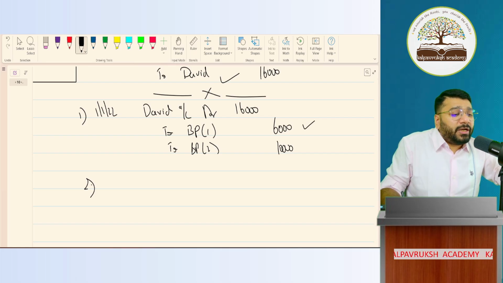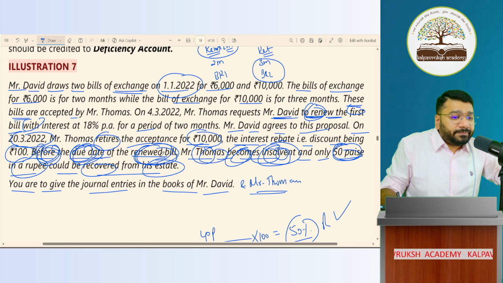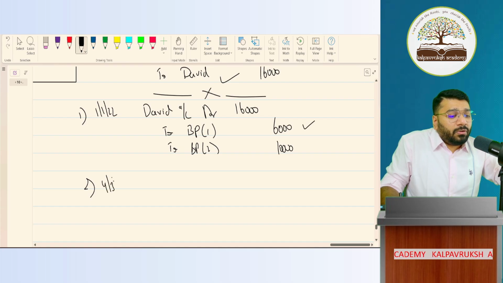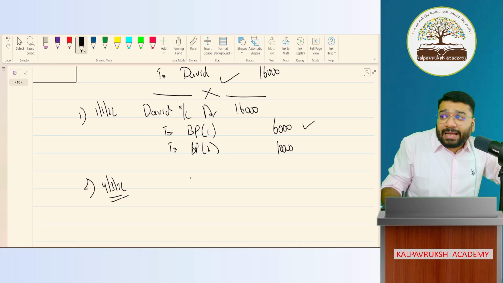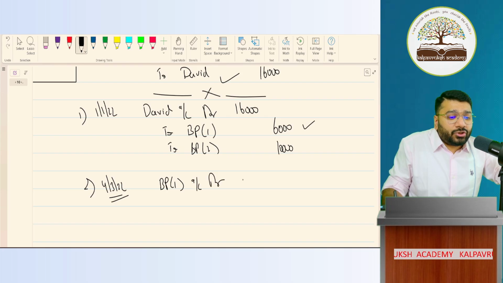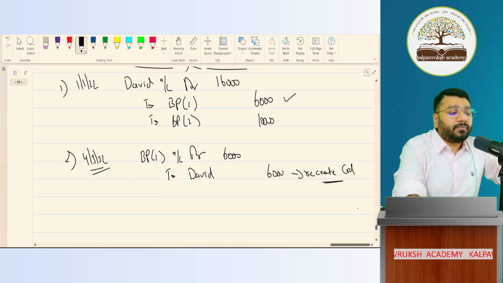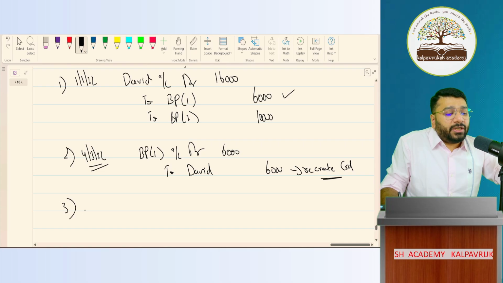So what is the cancellation entry? On what date? 4 March 22. BP1 liability, which is in credit, I have to cancel by giving debit. So BP1 account debit how much? 6,000. You have to recreate creditor.